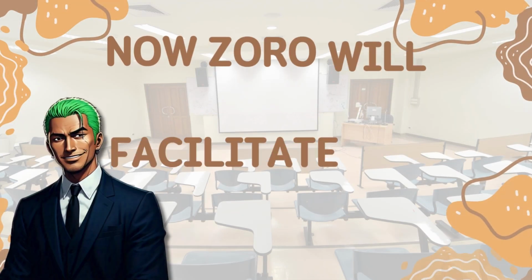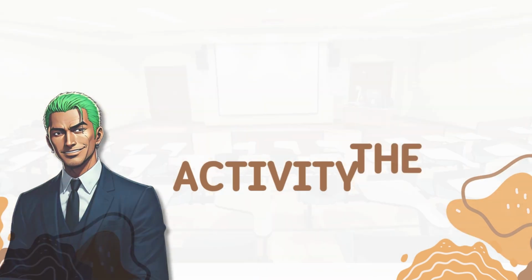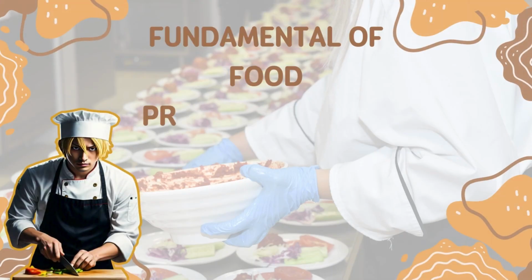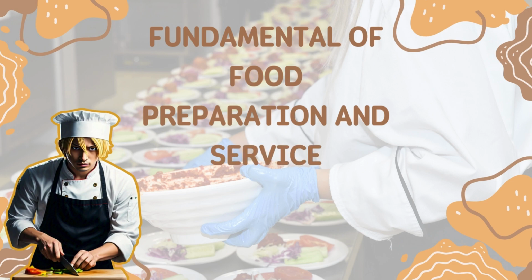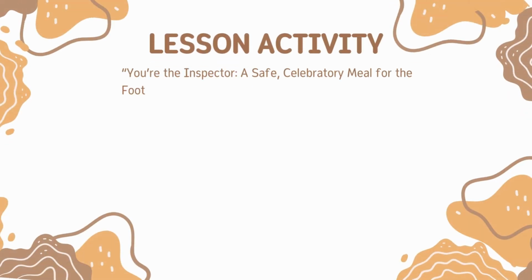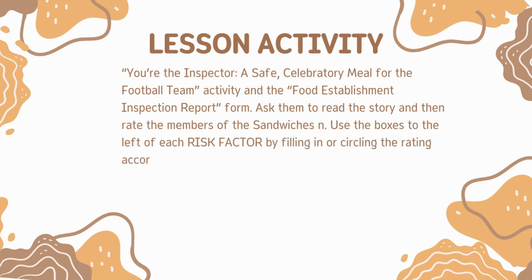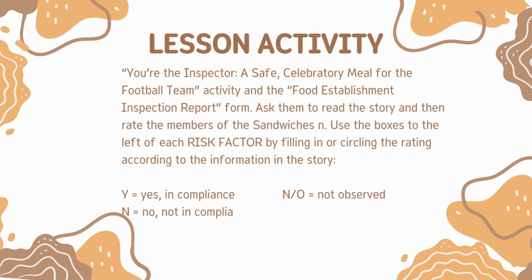Now, for this lesson activity, the teacher will provide each student with a copy of the learning activity sheet with a title: Fundamentals of Food Preparation and Service. You're the inspector, a safe celebratory meal for the football team activity, and the food establishment inspection report form. Students will read the story and then rate the members of the sandwiches and use the boxes to the left of each risk factor by filling in or circling the rating according to the information in the story.